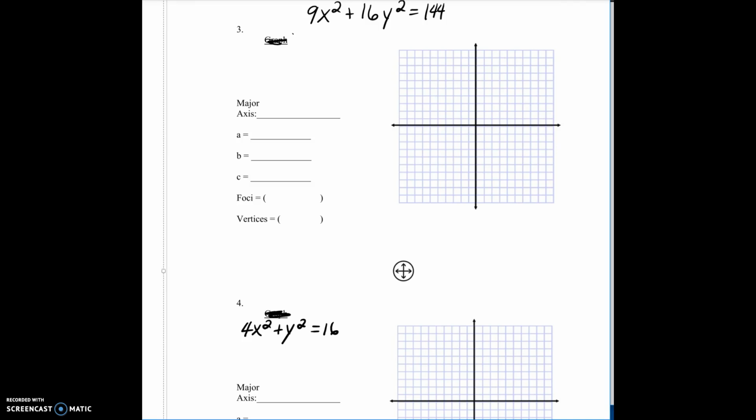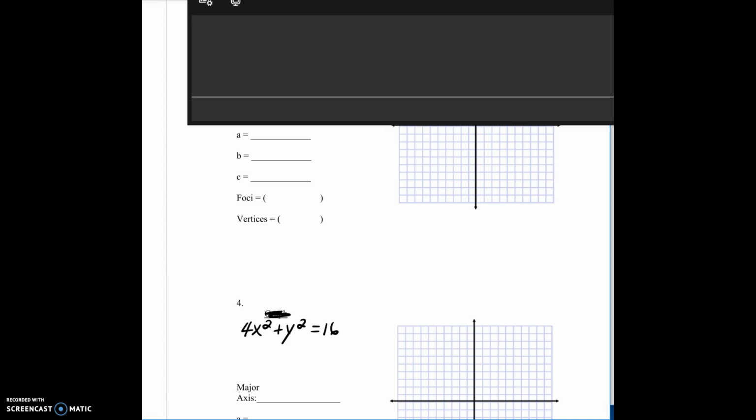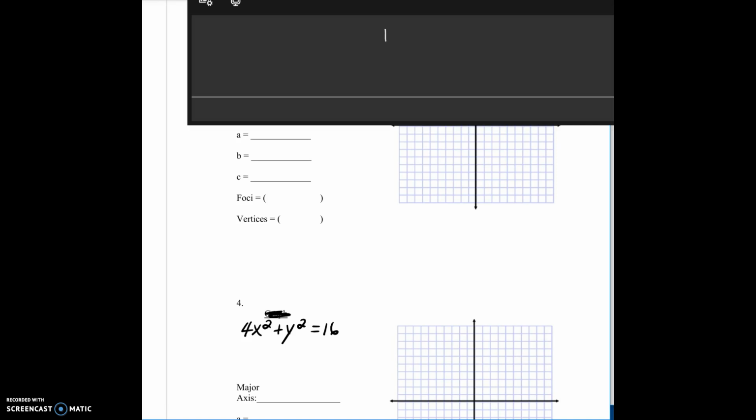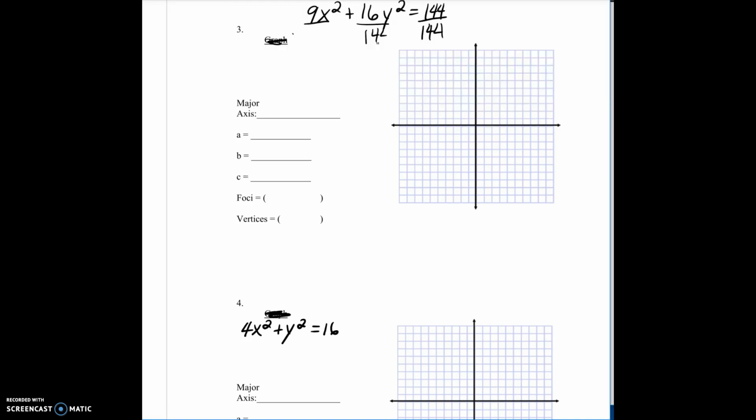Okay, so in this example, we have 9x squared plus 16y squared is equal to 144. So we're going to divide out the 144 for each of the values, and that's going to get it equal to 1.